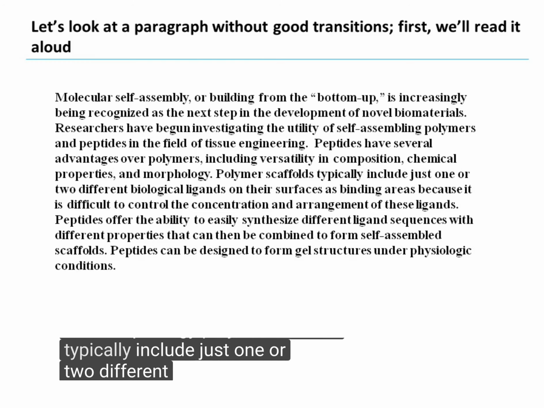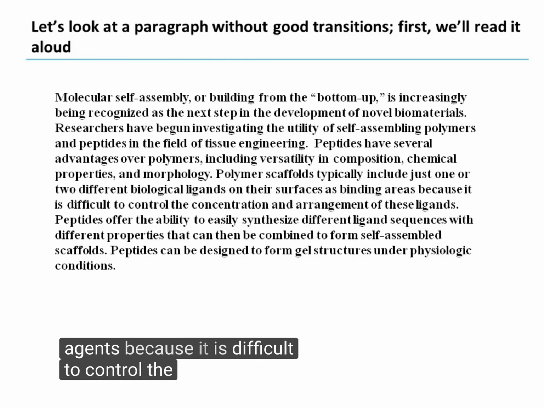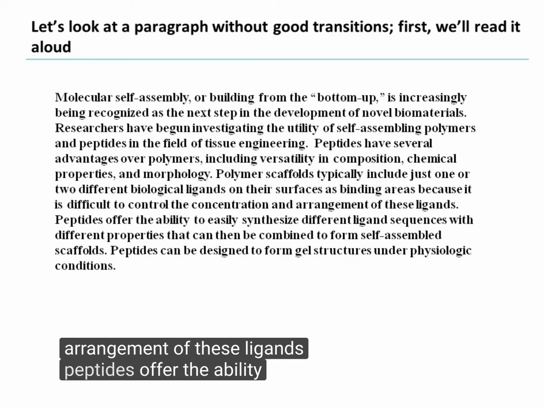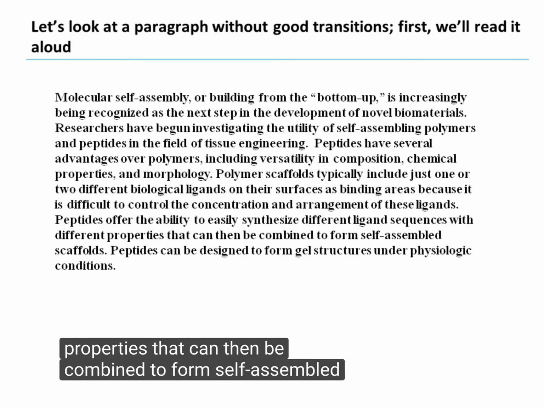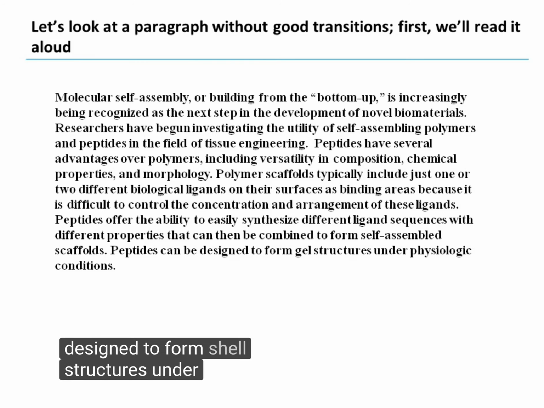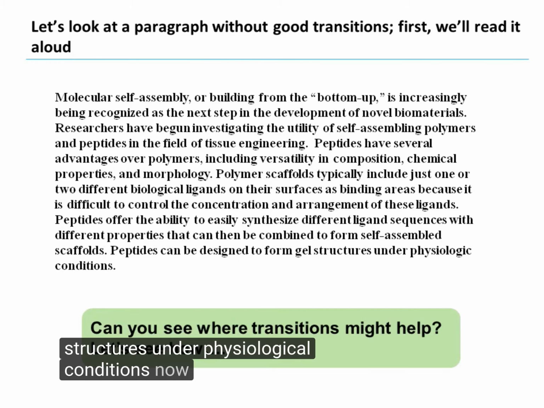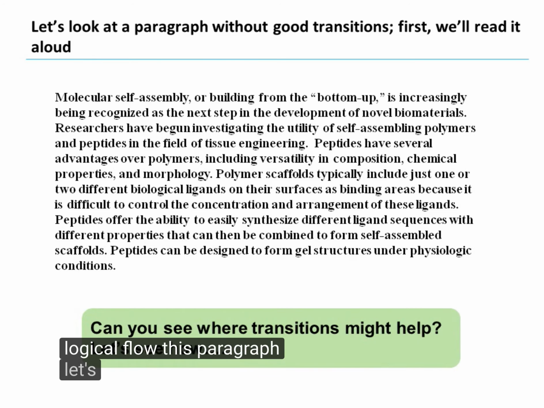typically include just one or two different biological ligands on their surfaces as binding agents because it is difficult to control the concentration and arrangement of these ligands. Peptides offer the ability to easily synthesize different ligand sequences with different properties that can then be combined to form self-assembled scaffolds. Peptides can be designed to form gel structures under physiologic conditions. Now, can you see where transitions might help in a logical flow of this paragraph? Let's see how.